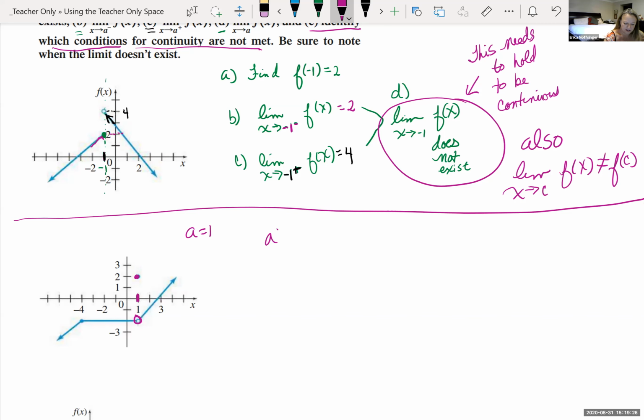In part A, we want to find, in this case, f of 1. So when x is 1, what is our y value? Which is 2. We need to look at the limit as we come in on the left, as we're approaching 1. So coming in on the left, as I get closer and closer to x equals 1 on the left, my y value is getting closer and closer to, not including, but still getting closer and closer to the y value of -2.